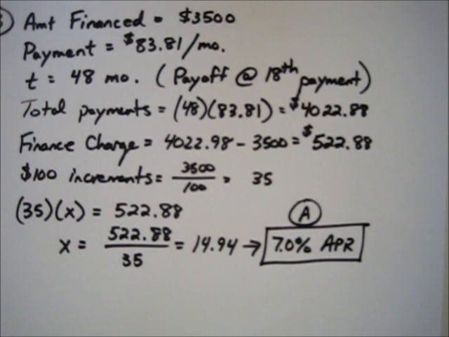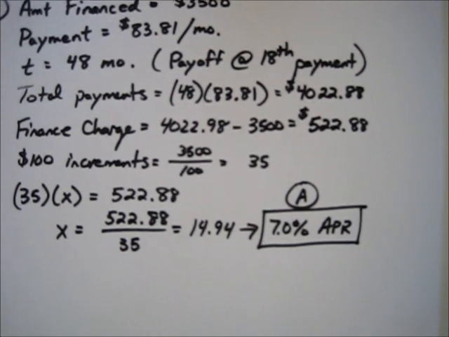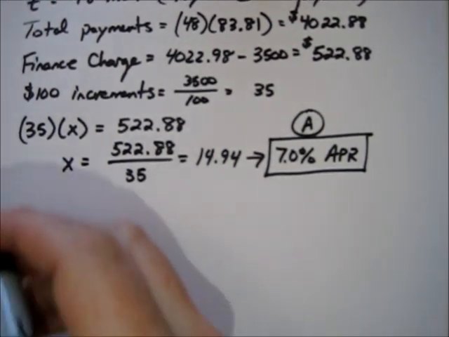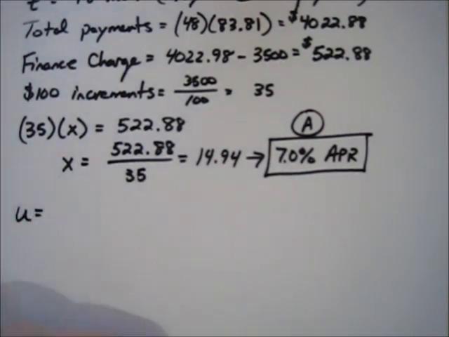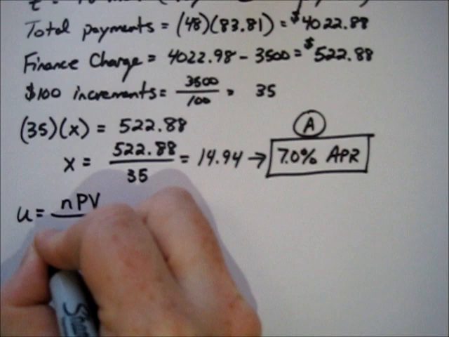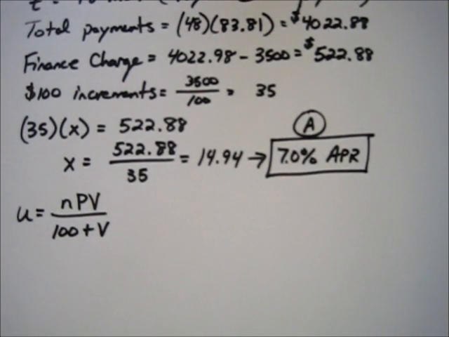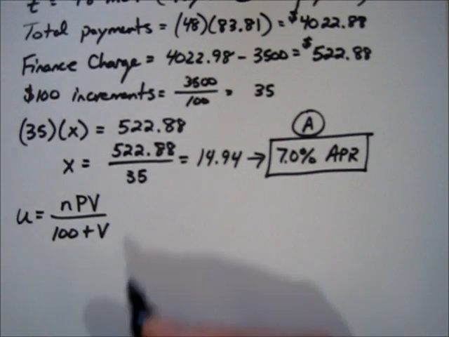Part B, how much interest will she save by paying off the loan early? Well, if you pay off a loan early, we need what's called the formula for the actuarial method for unearned interest. U equals NPV over 100 plus V. And that formula can be found in your text on page 682.